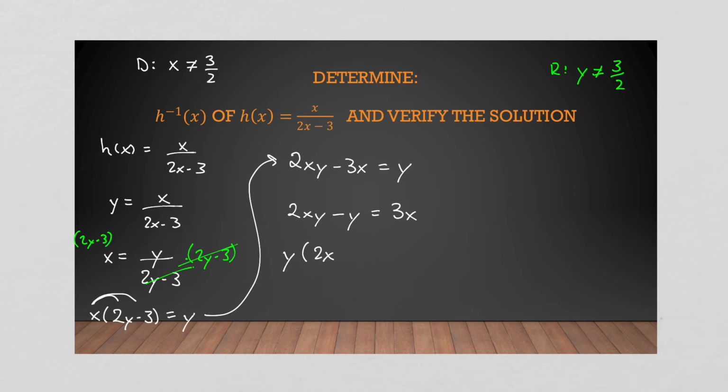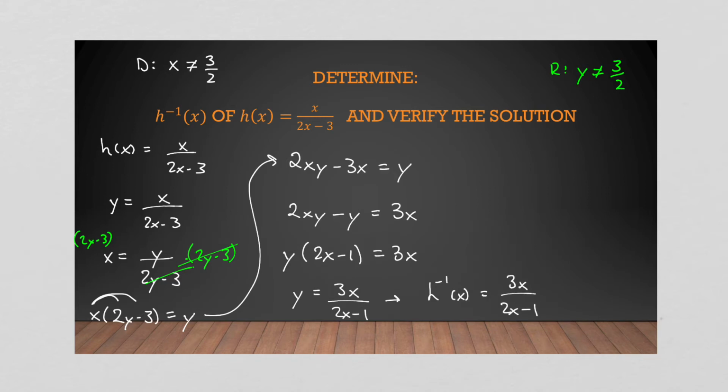And I'm left with 2x minus 1. And now you see you can have y isolated, divide both sides by 2x minus 1, and you get your new function. My h inverse function is 3x over 2x minus 1.